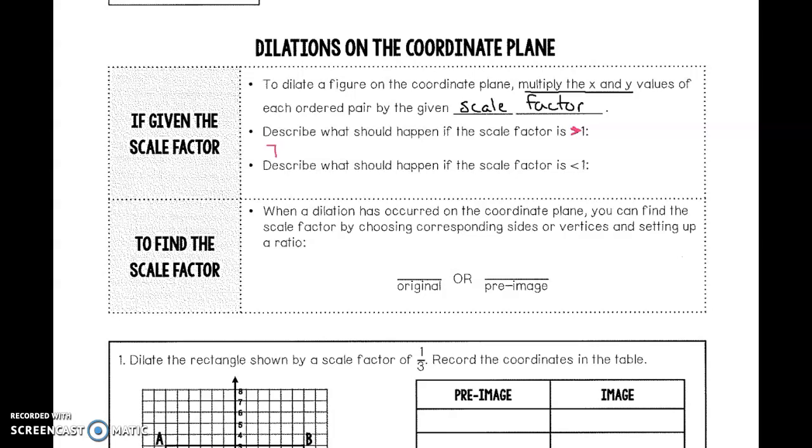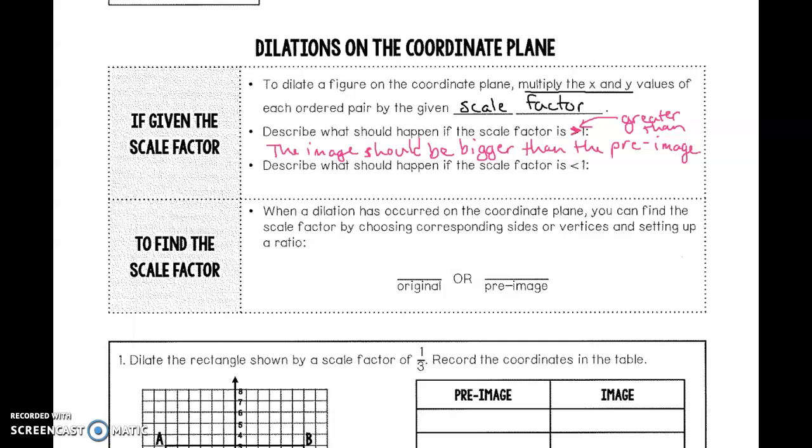Well, the image should be bigger than the preimage. Remember, the preimage is our original one, where we start. So if it's greater than 1, then the image, the new figure, should be bigger than the preimage.